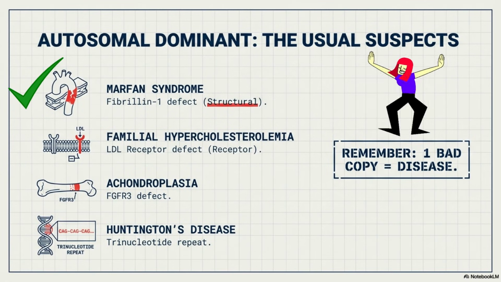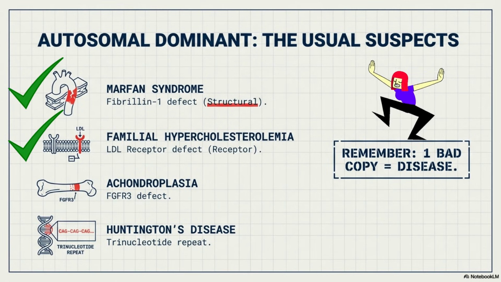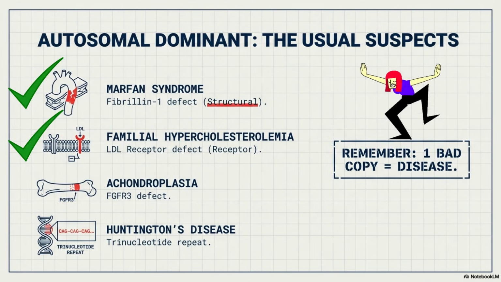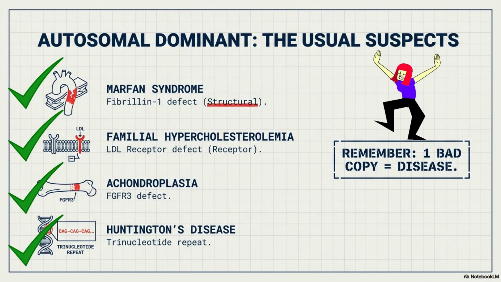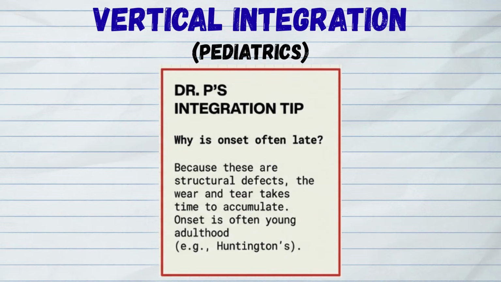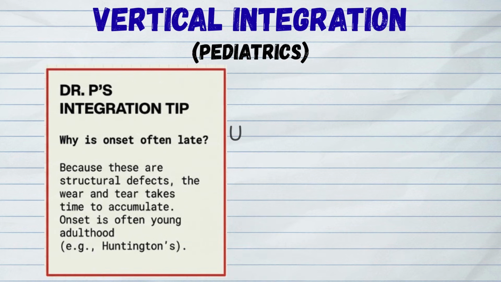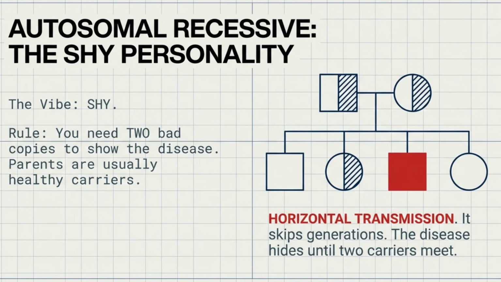Key examples are Marfan syndrome, defect in fibrillin 1, familial hypercholesterolemia, defect in LDL receptor, achondroplasia, FGFR3. Huntington's disease, it is a trinucleotide repeat. Let's integrate this with pediatrics. Since these are structural, the onset is often later in life or young adulthood, like Huntington's, unlike autosomal recessive disorders which present early. Autosomal recessive.